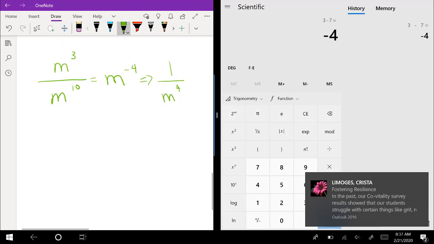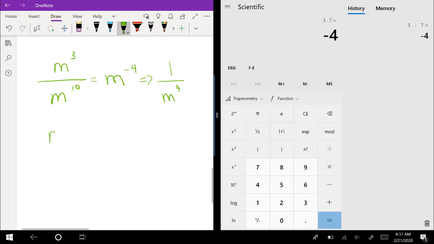So let's try another one. I'm going to just use m again. M to the negative 2 over m to the 6. This time I'm going to take negative 2 minus 6, which gives me negative 8. So I have m to the negative 8 power. It's 1 over m to the 8th to make it positive.